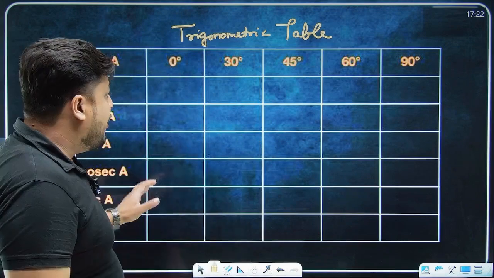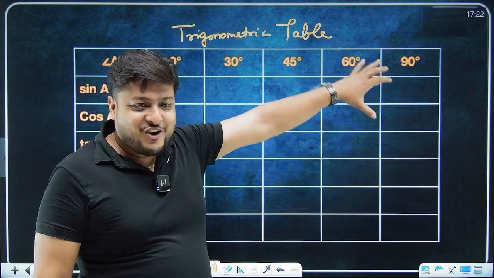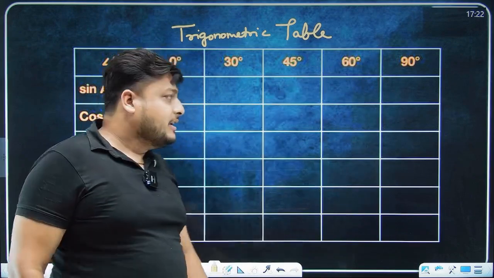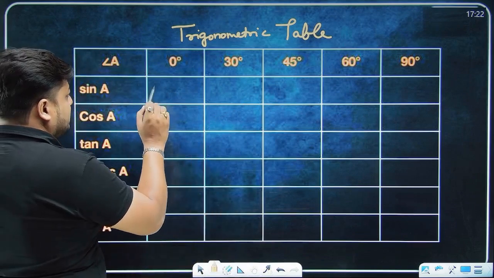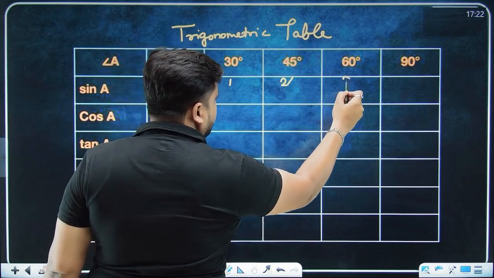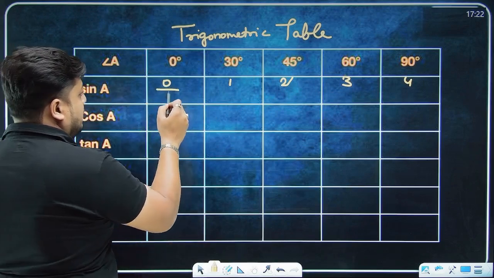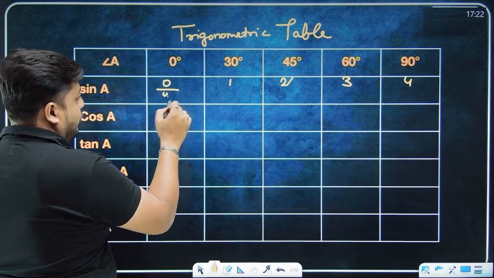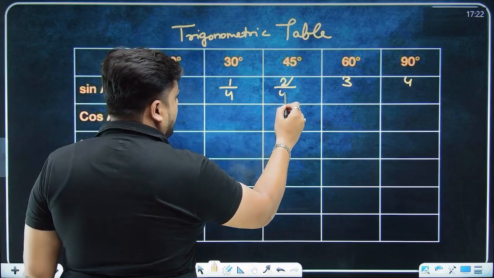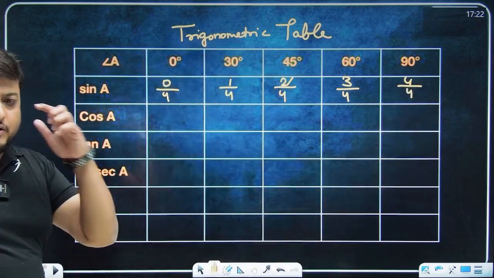So you have to learn those values and put them in the respective questions. Now I will teach you an interesting trick to draw the table in your notebooks. So let's see here. What you have to do is write 0, 1, 2, 3 and 4. You have to write 4 in the denominator here, here also, here also, here also and here also. In the denominator you have to write like this.